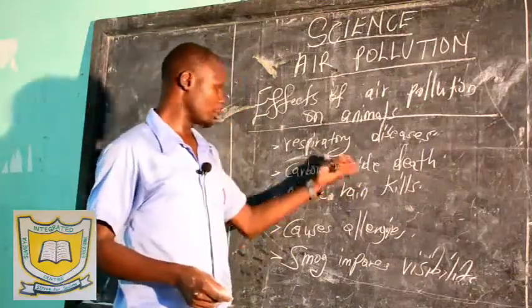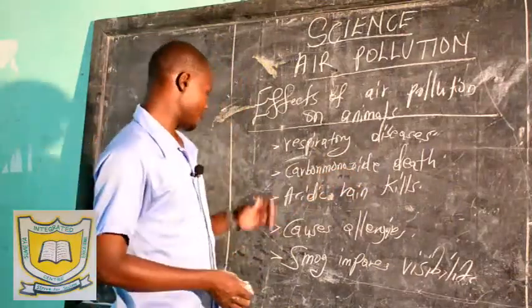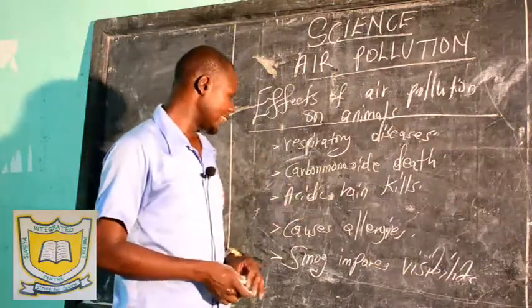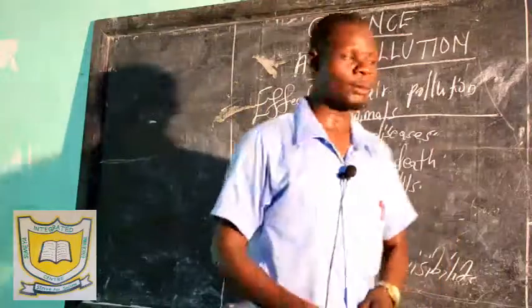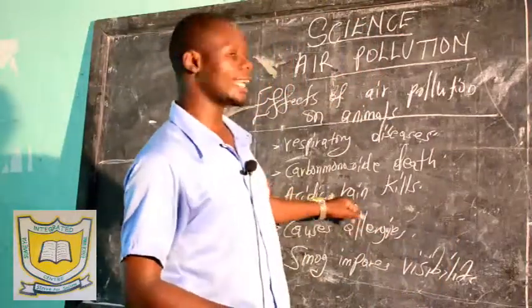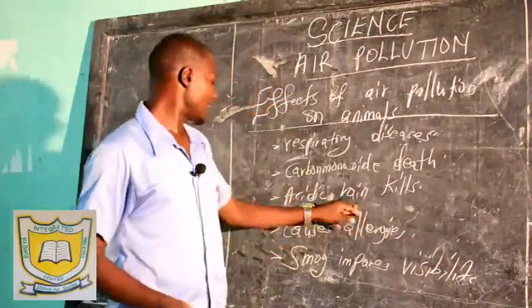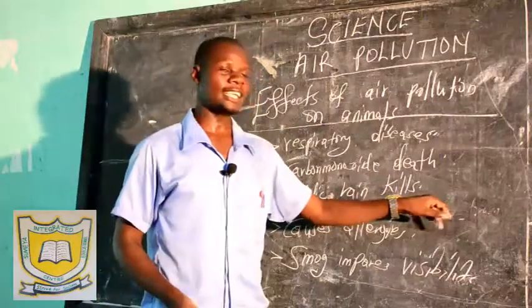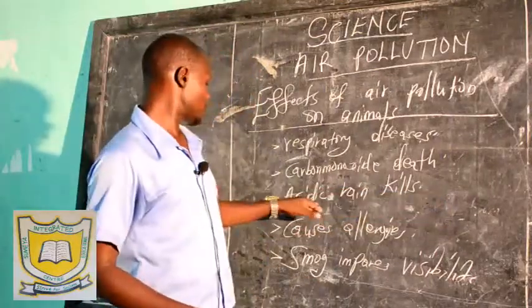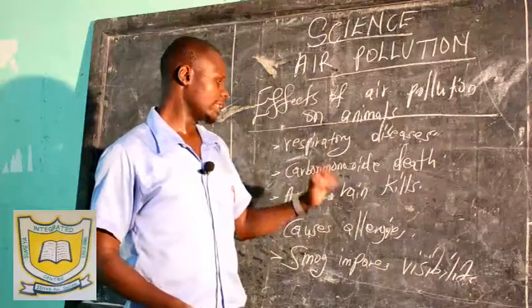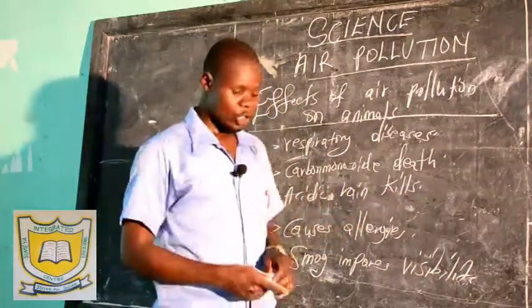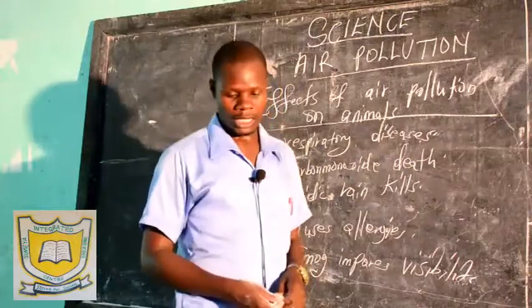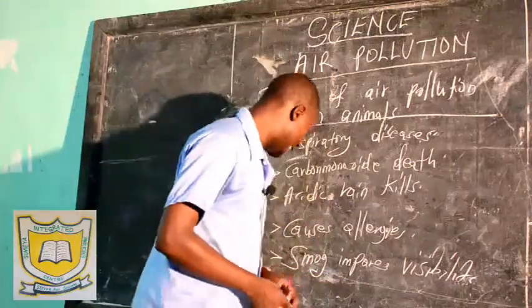When you inhale carbon monoxide, you can die. Now we have also acidic rain. We said sulfur dioxide and carbon dioxide combine with rainwater to form acidic rain, and this one kills aquatic animals, meaning those animals that live in water, and also small animals that live in soil.